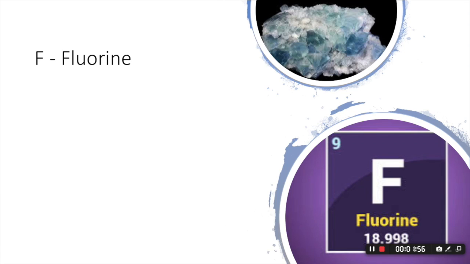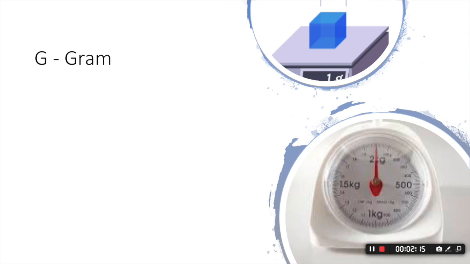F is for fluorine. Fluorine is an element in the periodic table. This element is considered the most electronegative element. This means that it's able to easily attract a bonding pair of electrons. The periodic trend has electronegativity increasing left to right and from bottom to top, which is why fluorine is considered the most electronegative element.